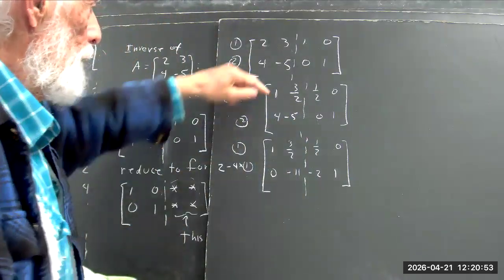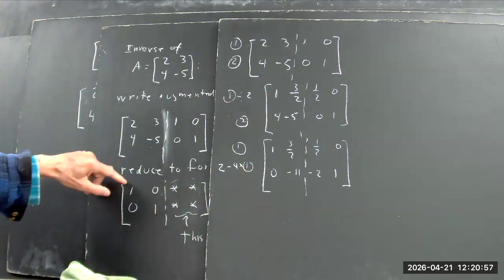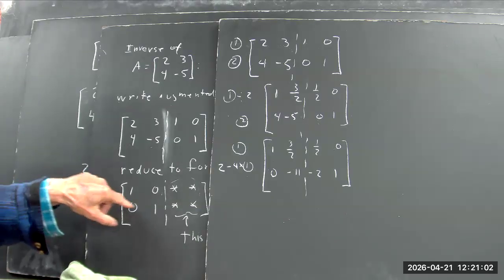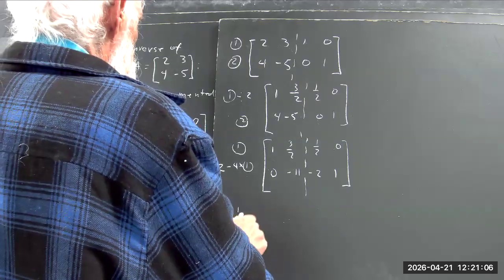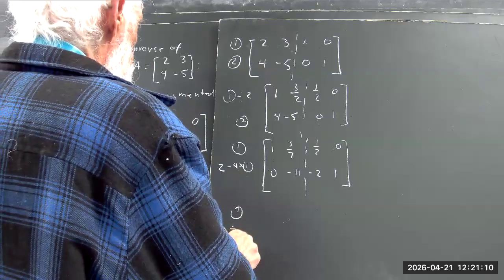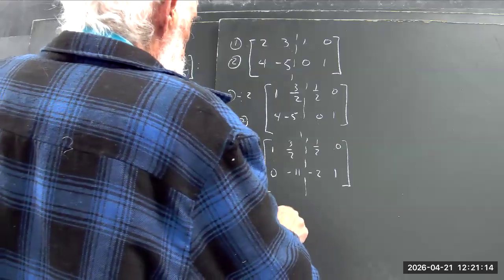Now you see what I'm doing. I've got a 1 here, and I've got a 0 here. I've got this and this, right? Now I need to get a 1 here. Well, that's easy. I just divide the second row by -11.